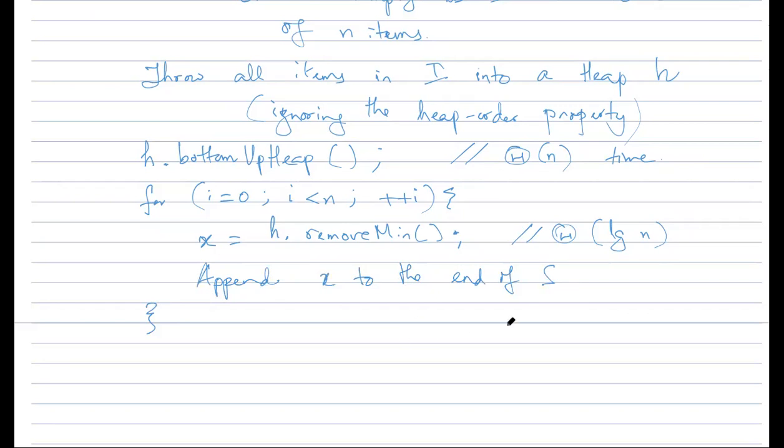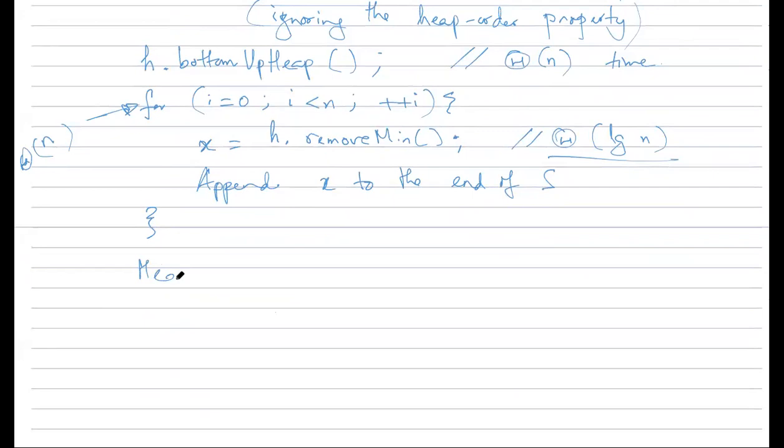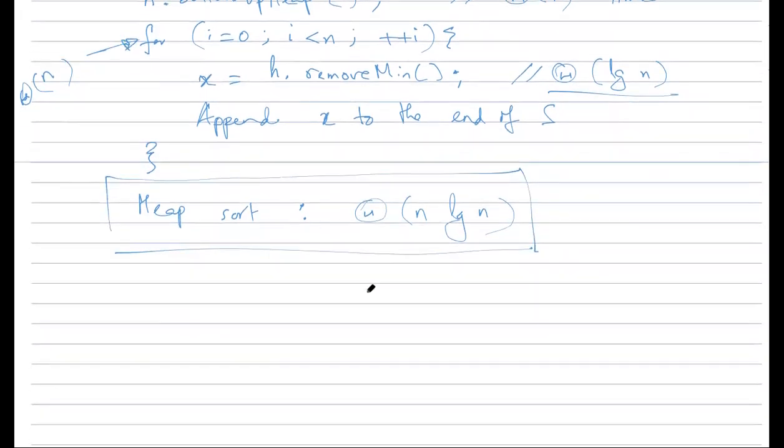And so because this step, the removal of min, is log n time, and this for loop is running order of n times, overall complexity for doing the heap sort is therefore order of n log n, because this outer for loop is n, and then you have the log n. So this is the complexity of the heap sort.